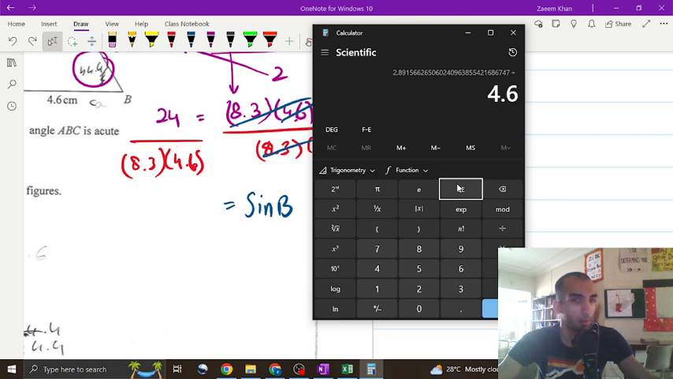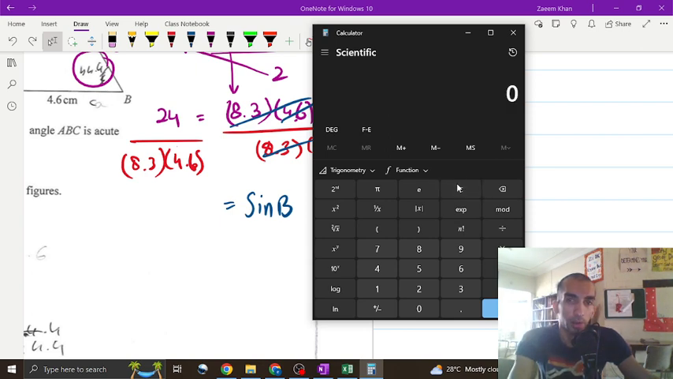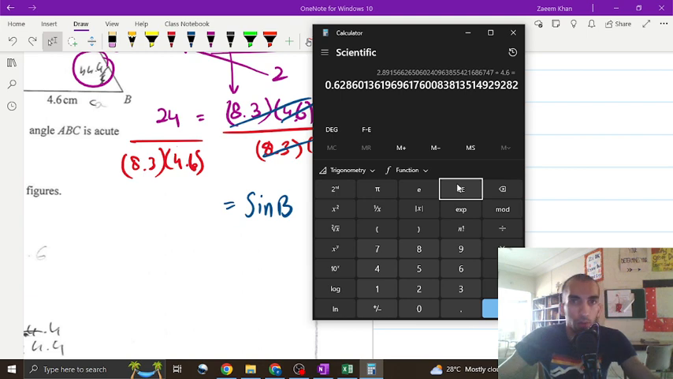0.75. 0.75? Well, I'm getting 0.628. I would have wanted our answers to match. What did you do? Did you divide 24 by 8.3? And what did you get? Take a look at the square. When I divide 24 by 8.3, I end up getting 2.891. Now I need to divide that answer again by what number? 4.6 indeed. Now I'll divide this again by 4.6. I get 0.628. Right? 0.62860.